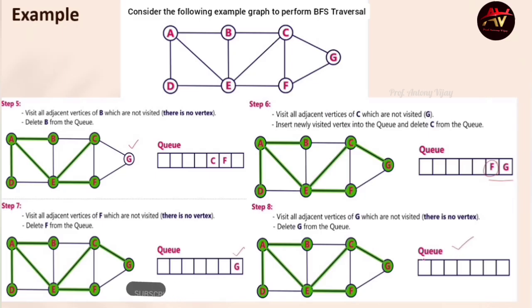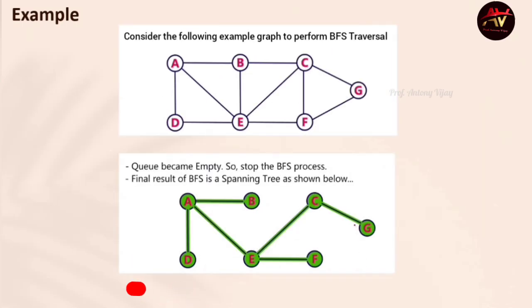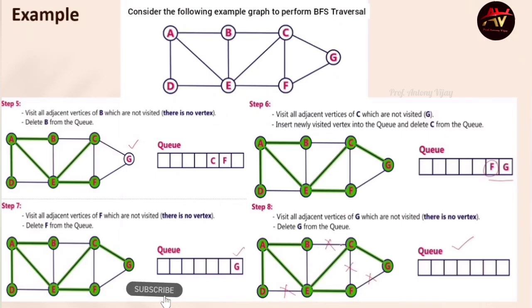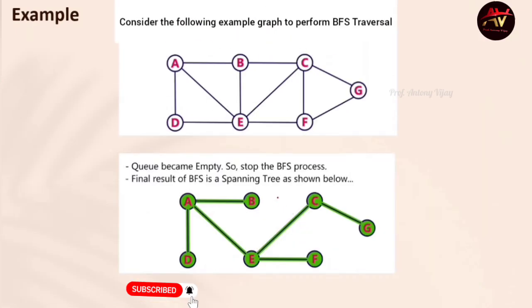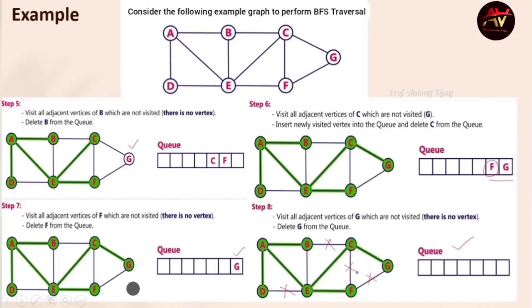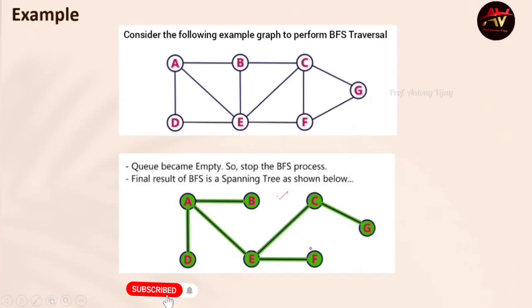After the queue is empty, we remove the unused edges. Here I am marking out the unused edges. We are not going to consider these. So let's have a look at the spanning tree. Here B to C, that link is unused. After that C to F is not there. See, in the final spanning tree, we are removing the unused edges.